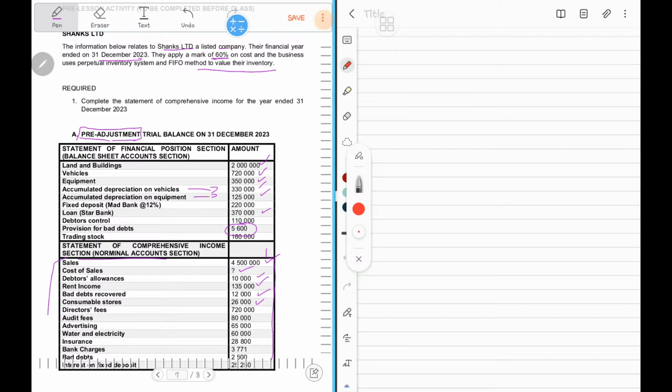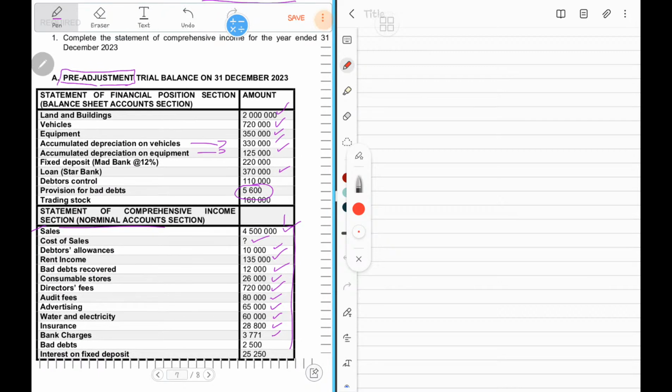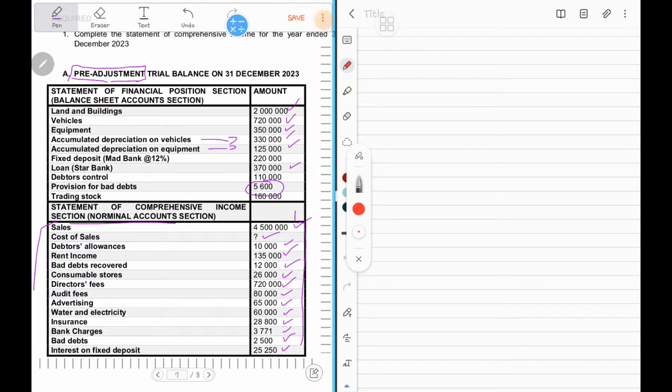But now if they are silent about it, then it means that we are going to take it as it is, because we are assuming that the one that appears under our nominal account section is the one that was used for the year. Then again, we have directors fees here, we have audit fees, we have advertising, we have water and electricity, we have insurance, we have bank charges, and we also have bad debts, and also what? The interest on fixed deposit.